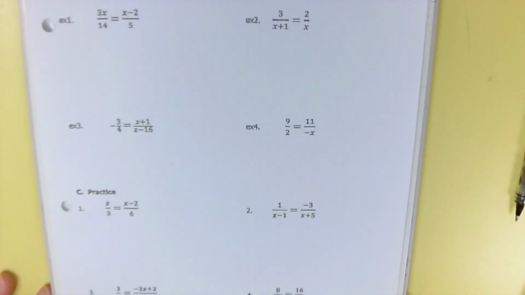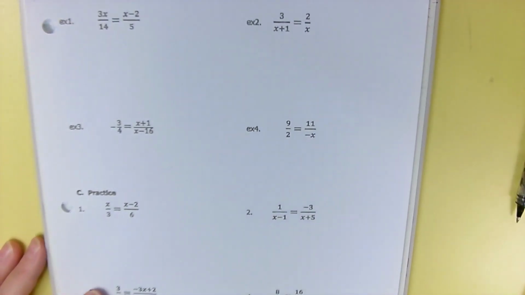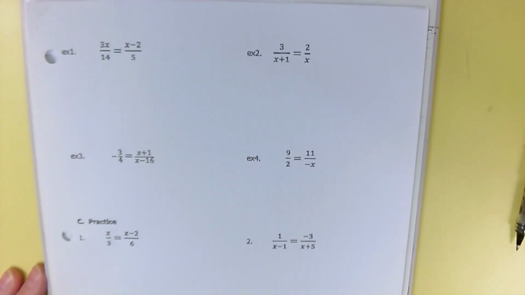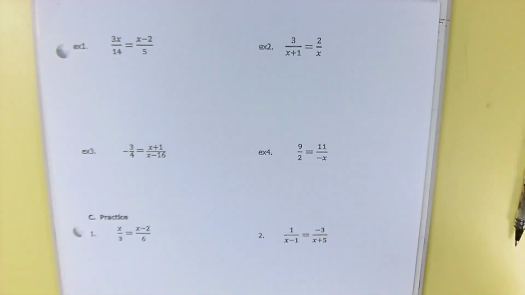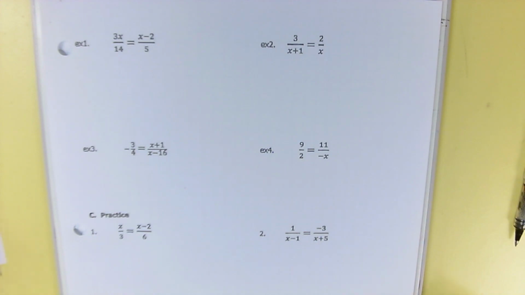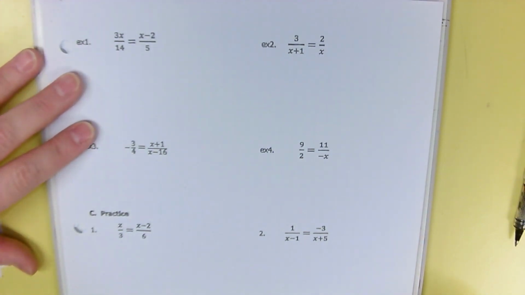Now, there are more than one way to solve these. I'm going to show you one way to do it. If you like it or you don't have another method, then do it the way I'm showing you. If you have another method that works well, use it as long as it's working for you. So on example 1, we're trying to solve for x.